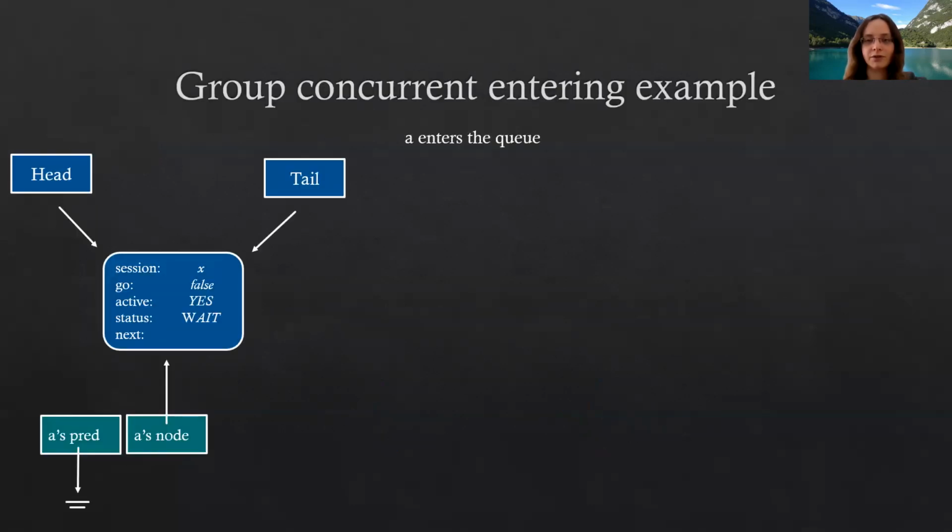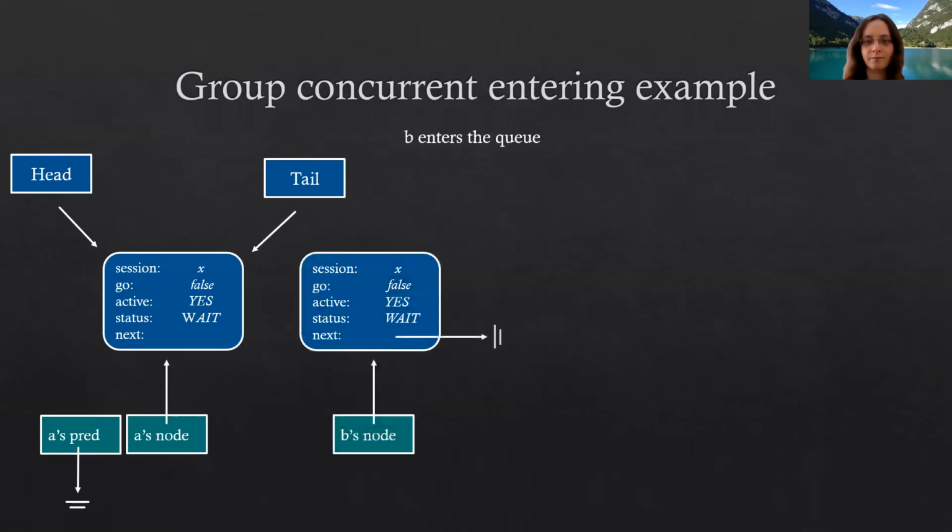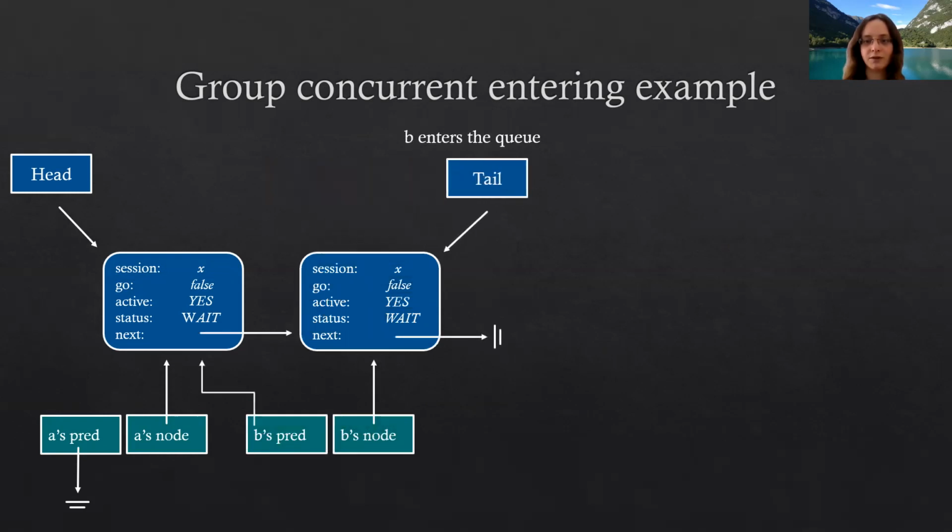So assume A has already entered the queue, then head and tail point to A's node, and A's next is null because A is the first in the queue and no process entered before it. But before A changes its status to enabled, B wants to enter the queue. In a fetch and set operation, tail atomically points to B's node and returns A's node, tail's previous value, to B's node. In a second operation, B notifies A that it is after it by setting A's next to point to B's node.